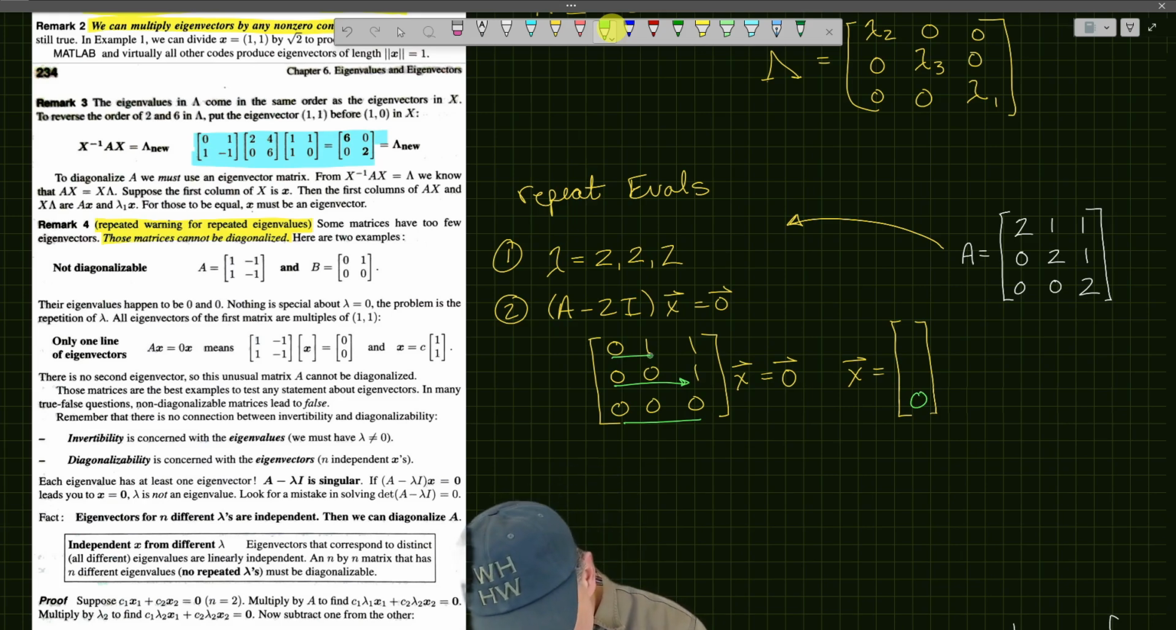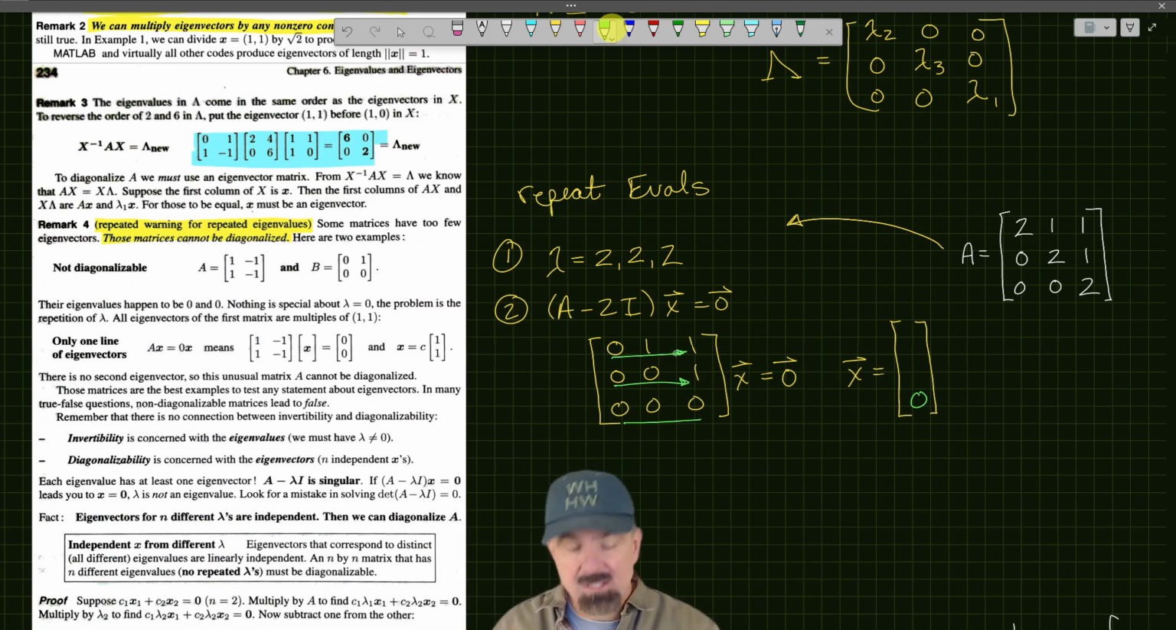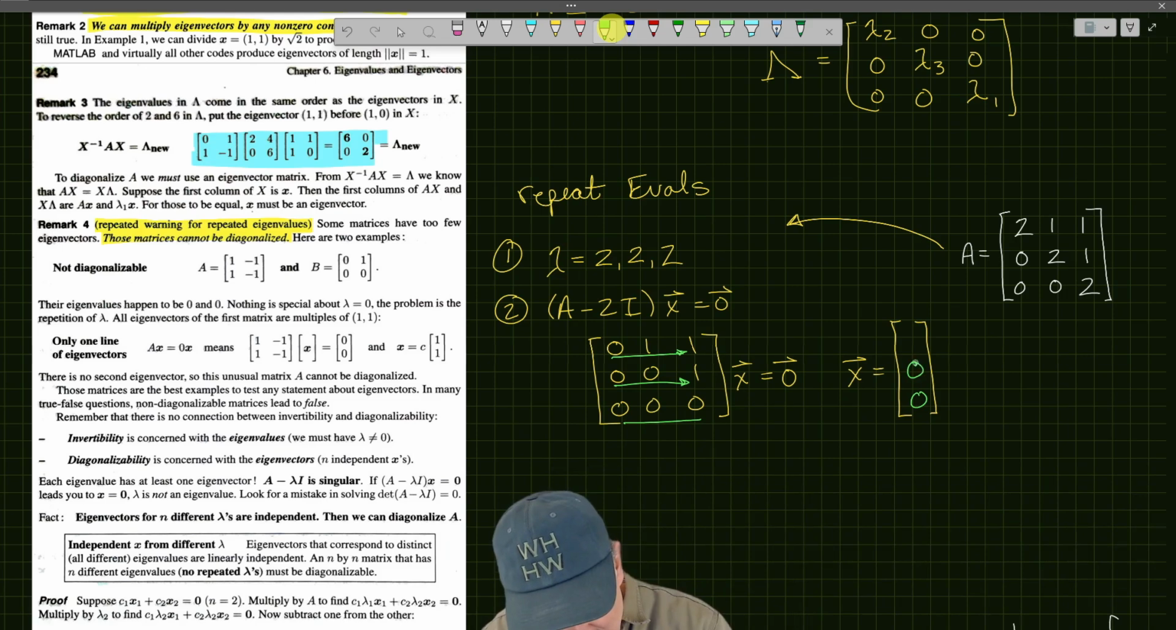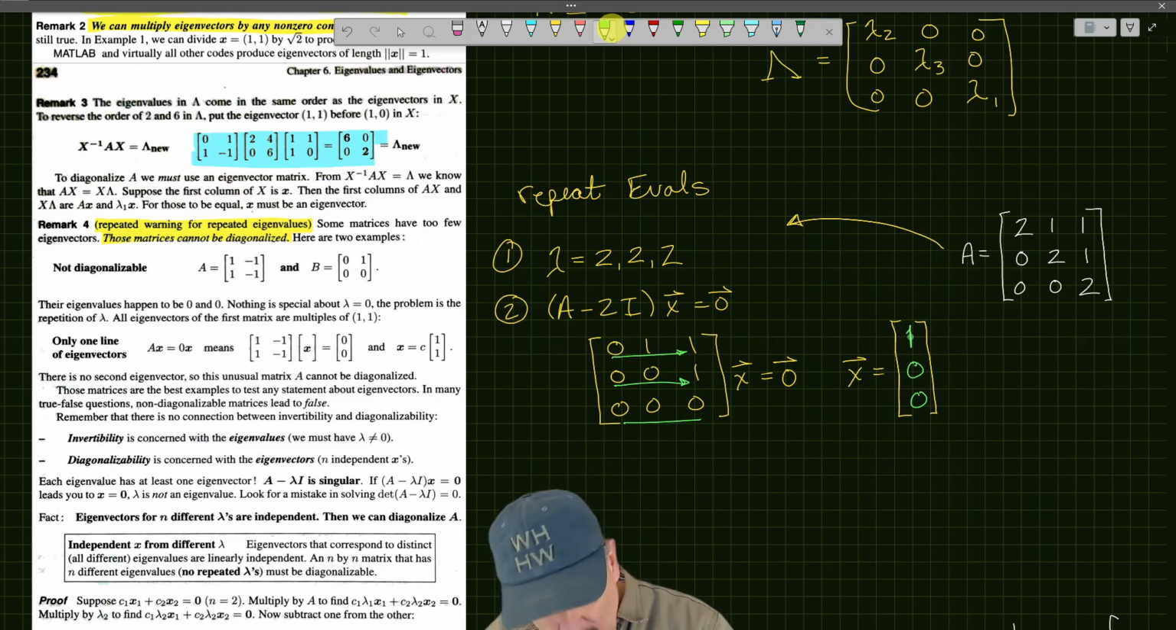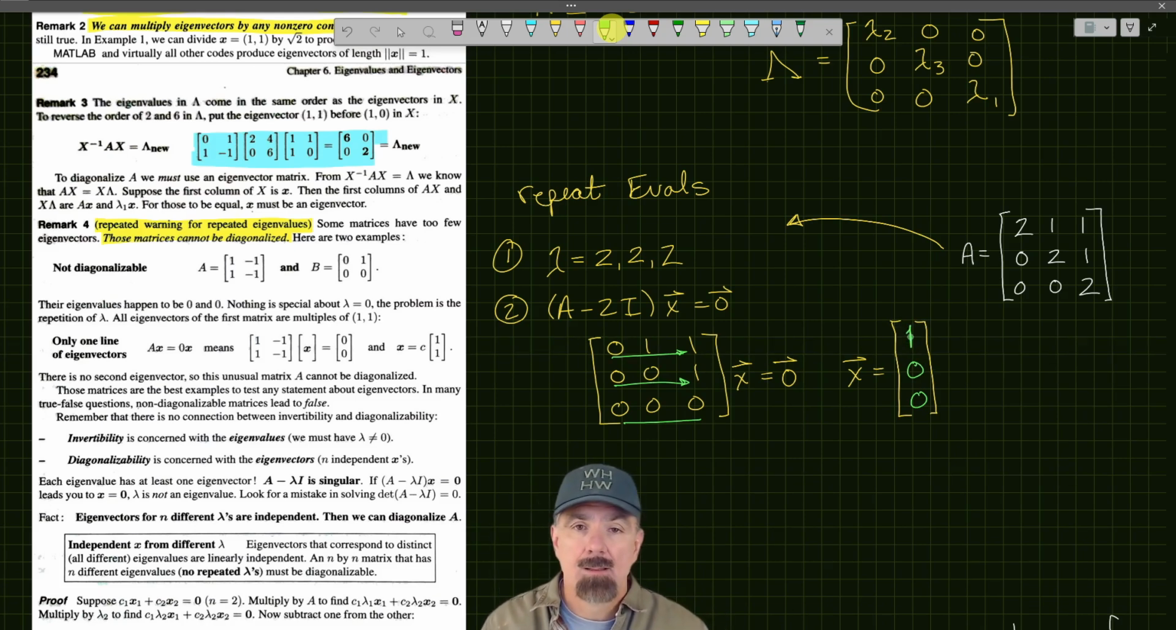What about the top equation? The top equation says that the second and third entries have to be negatives of one another. But we've already determined that the third entry is 0, which means the second entry has to be 0. And so what this leaves us is just one degree of freedom. We have just one eigenvector, and we can put any number we want up here. I'm just going to put a 1. But this is the only eigenvector we have. We don't have a second or third eigenvector.